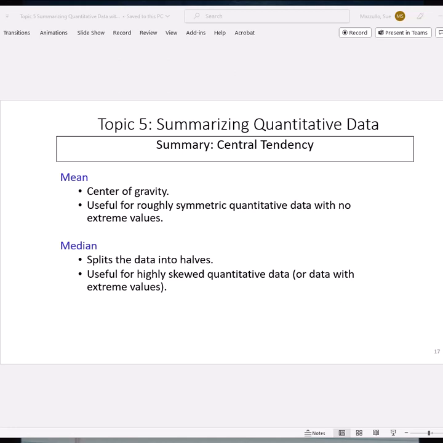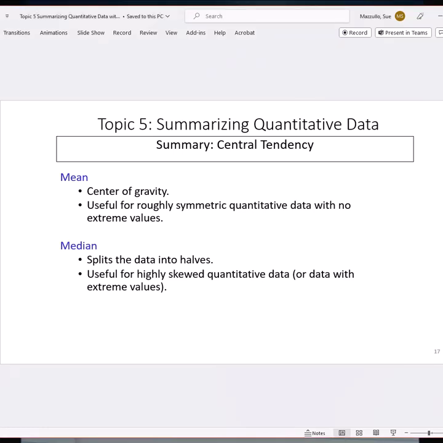The median splits the data in half, so you have as many data points to the right as to the left, whereas the mean, it's the values. You have as much value to the right of the mean as to the left. The median is the actual data points. It's useful for highly skewed quantitative data or data that has outliers or extreme values.